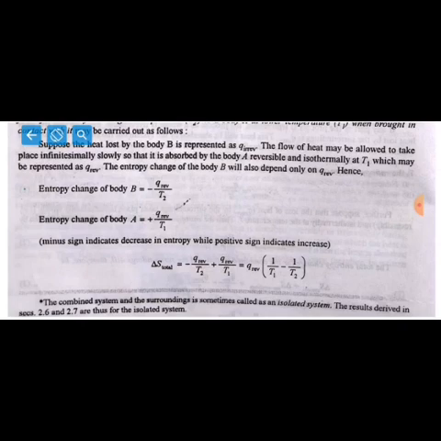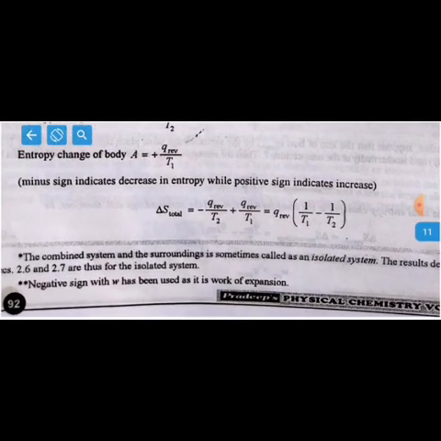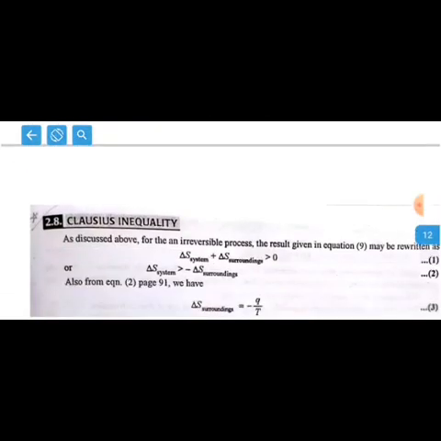Minus sign indicates decrease in entropy, while positive sign indicates increase. Delta S total is equal to minus Q reversible by T2 plus Q reversible by T1, which is equal to Q reversible times (1 by T1 minus 1 by T2). The combined system and the surrounding is sometimes called an isolated system. The results derived in this session are thus for the isolated system. Negative sign with W has been used as it is the work of expansion.